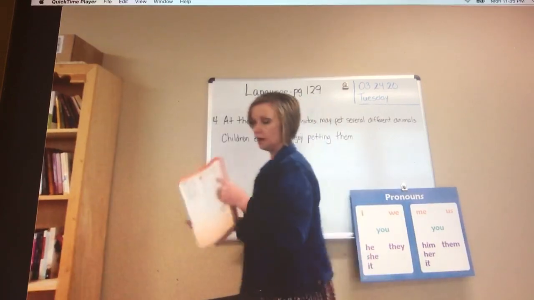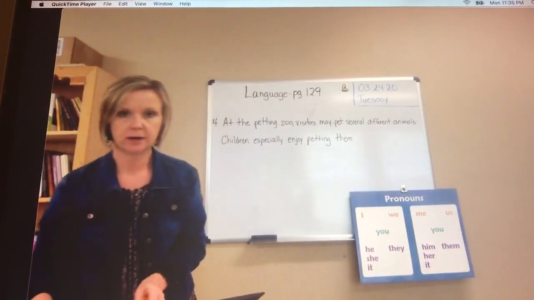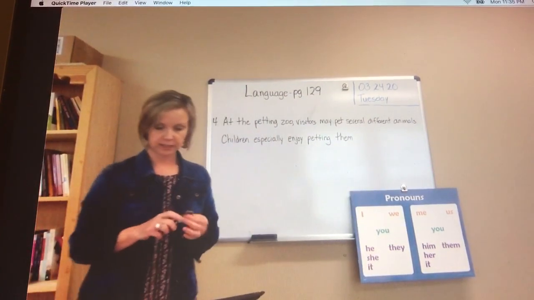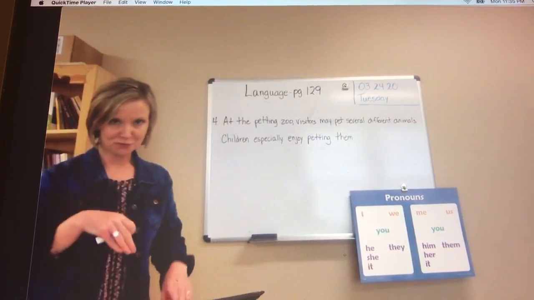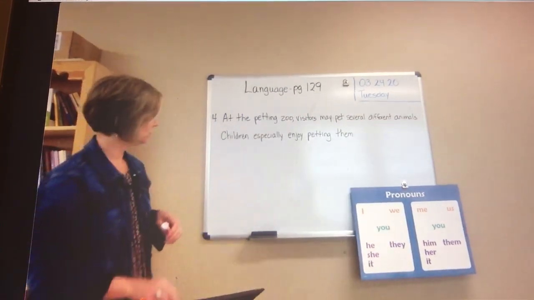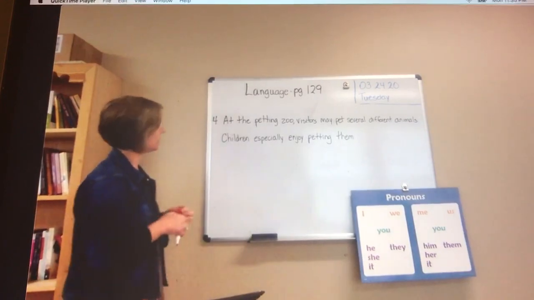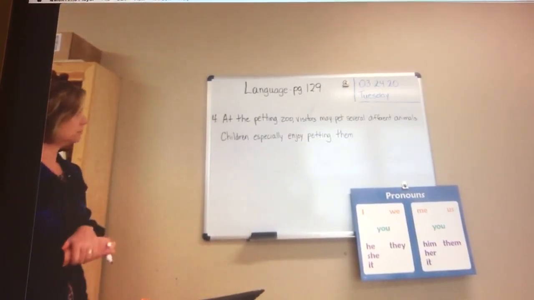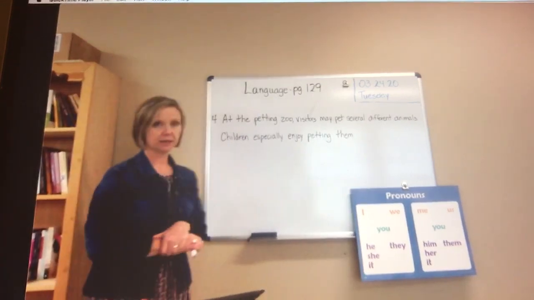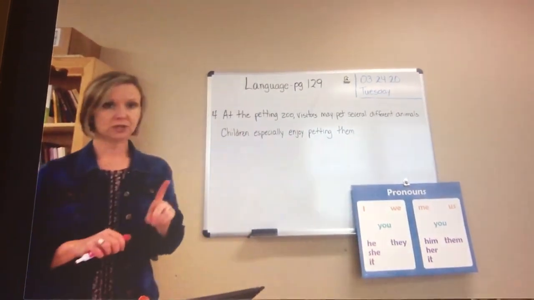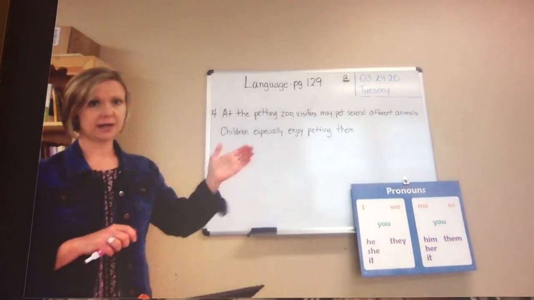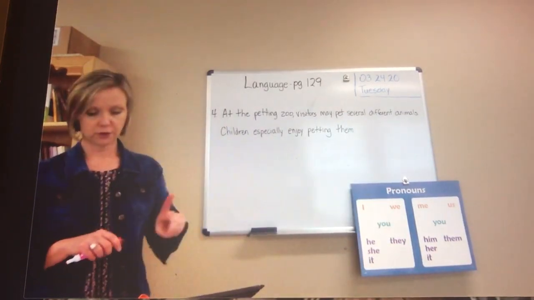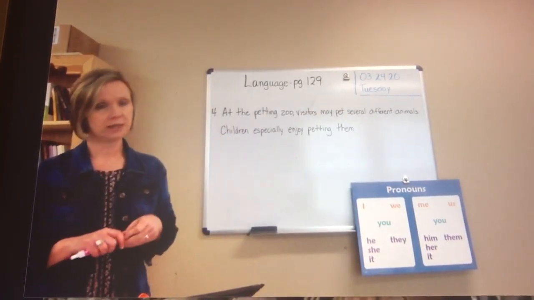Patience. Okay. Hope you have some kind of little idea there. We are looking at number 4. In case you've moved ahead, kind of back up and stay with us, okay? At the petting zoo, visitors may pet several animals. Children especially enjoy petting them. Remember, your first step is not to find your noun, because there are a lot of nouns in these 2 sentences. Your first step is to find your pronoun and circle it.